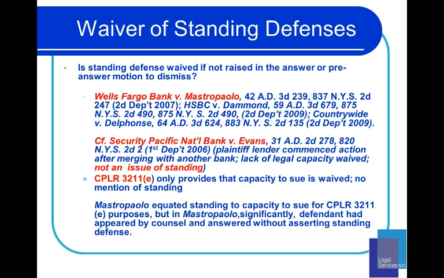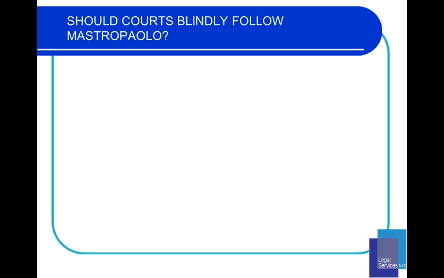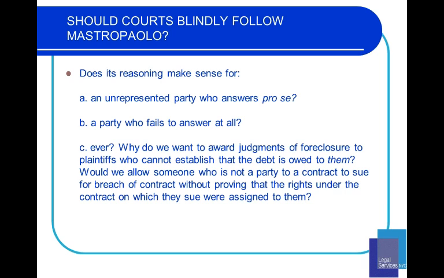The case that everybody cites from the First Department, the Security Pacific National Bank versus Evans case, for the same proposition actually doesn't stand for the same proposition, because the issue in that case wasn't an issue of standing. It was an issue of legal capacity. But nonetheless, courts within the First Department have convinced themselves that this is the law there as well. So here's just my pitch for why MASTROPAOLO is idiotic and we should not accept it and just lie down and play dead in light of it.